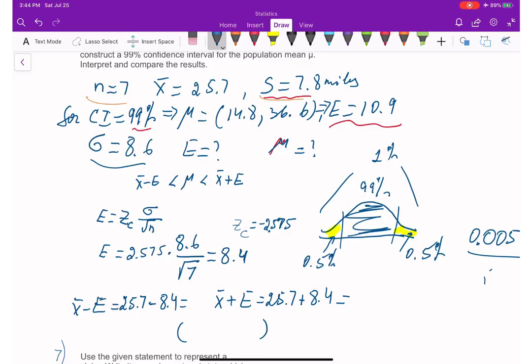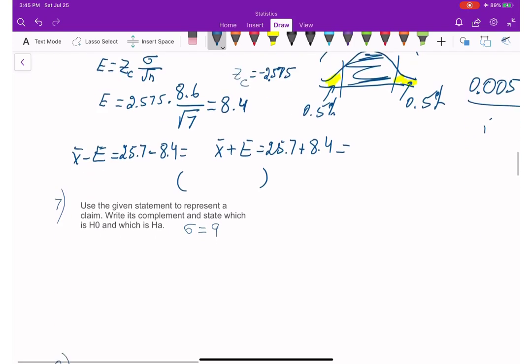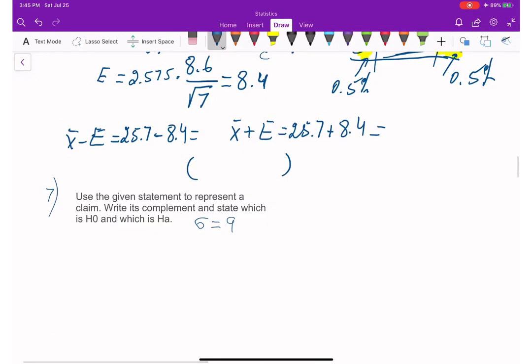Okay, so this is the solution. Next one, question number 7. Use the given statement to represent the claim. Write the complement and state which one is null hypothesis and which is alternative.